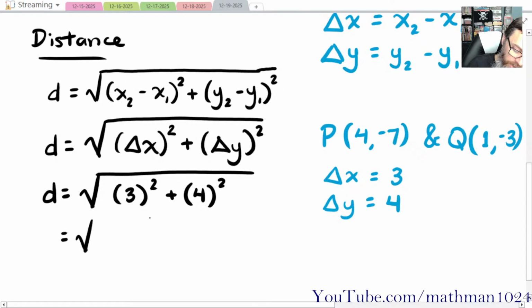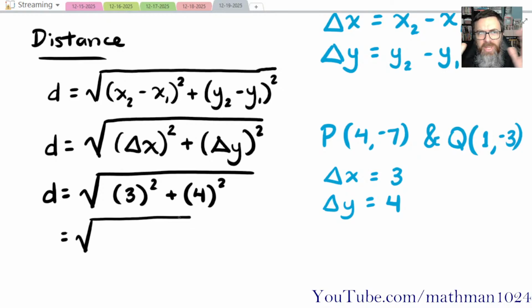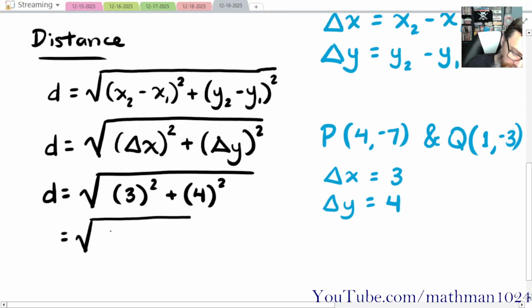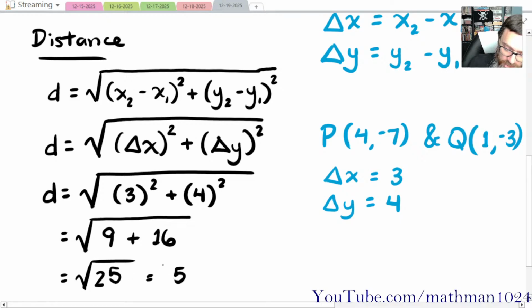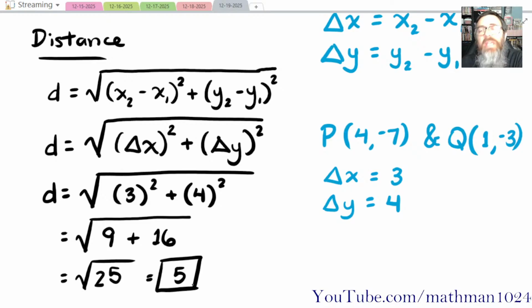So remember, you have to do what's inside the radical first before you actually do the radical, because the radical acts as a big grouping symbol here. So 3 squared is 9, 4 squared is 16. So the distance between these 2 points is the square root of 25, which just equals the number 5. So I like doing it this way because I can easily look at these numbers, look at the x's, and see how far apart are they and how far apart are the y's.